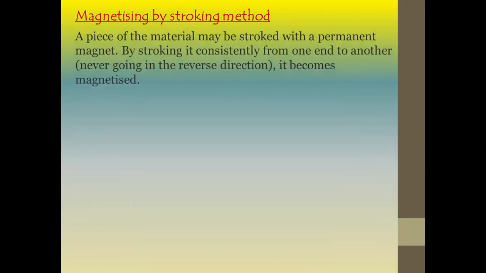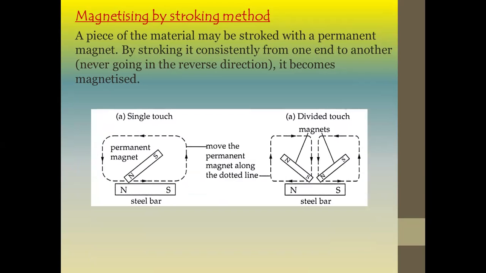Magnetizing by stroking method. We can produce magnets by stroking as well. A piece of material may be stroked with a permanent magnet by stroking it continuously from one end to another, never going in the reverse direction. It is the most important tip. If you go in the reverse direction, it will never magnetize.